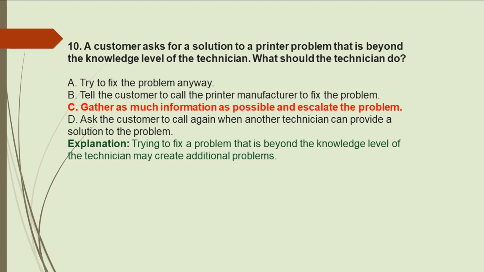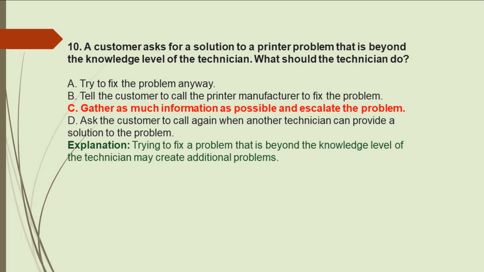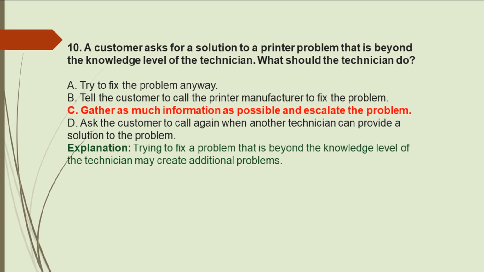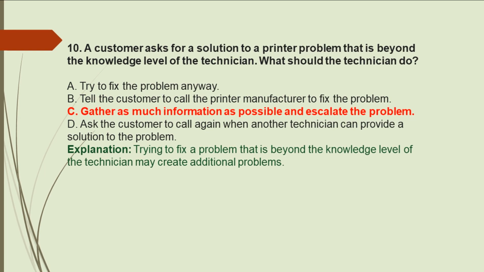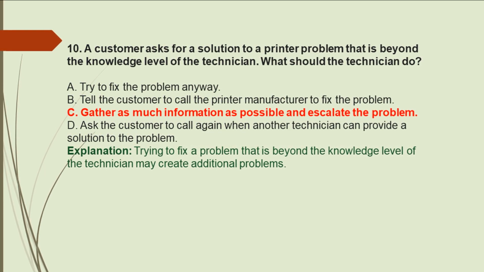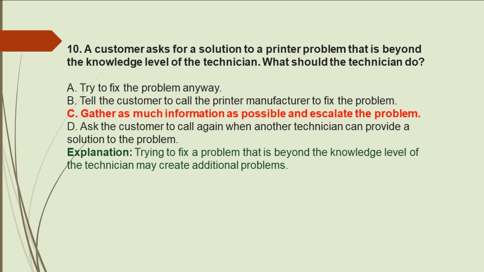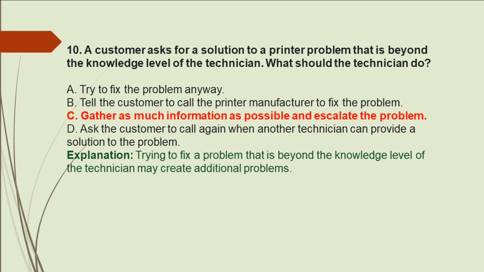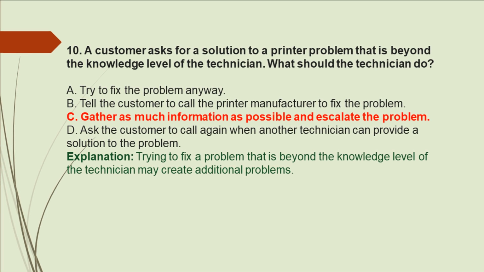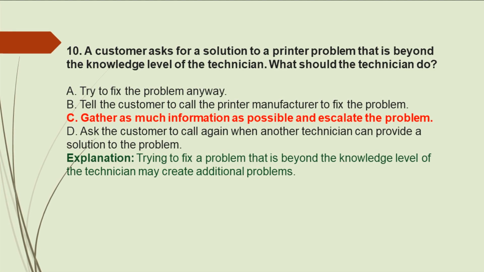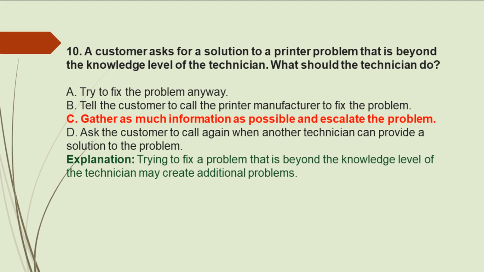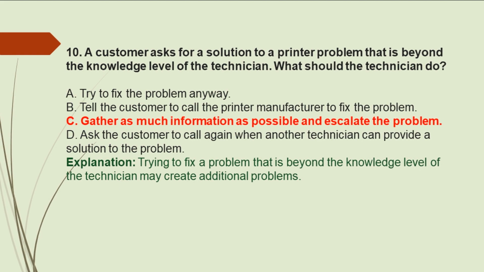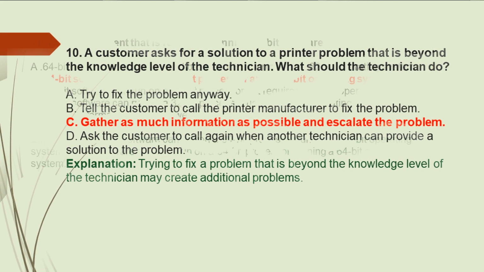A customer asks for a solution to a printer problem that is beyond the knowledge level of the technician. What should the technician do? A. Try to fix the problem anyway. B. Tell the customer to call the printer manufacturer to fix the problem. C. Gather as much information as possible and escalate the problem. D. Ask the customer to call again when another technician can provide a solution to the problem. Explanation: trying to fix a problem that is beyond the knowledge level of the technician may create additional problems.